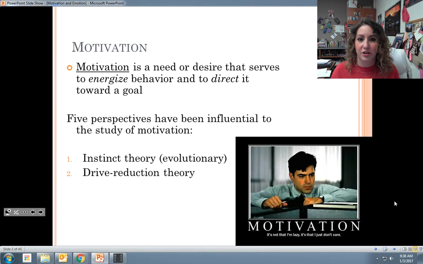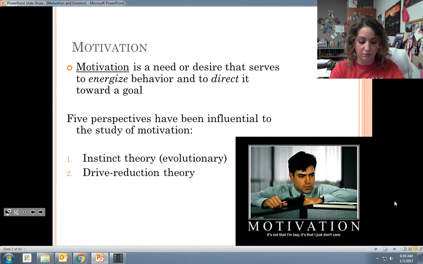Another one is drive reduction theory, that we have certain drives, and our motivation is to reduce certain feelings that we have. It's a Goldilocks thing, not too much, not too little. Let's say that you're hungry, and you are motivated to eat to reduce the feeling of hunger, but you're not motivated to eat yourself to death. You're not going to do it too much, and not too little to where you're still hungry. You're going to do it just right. You're trying to find something called homeostasis.